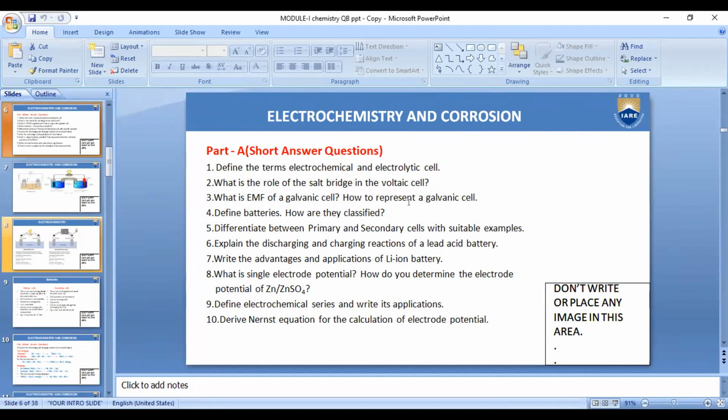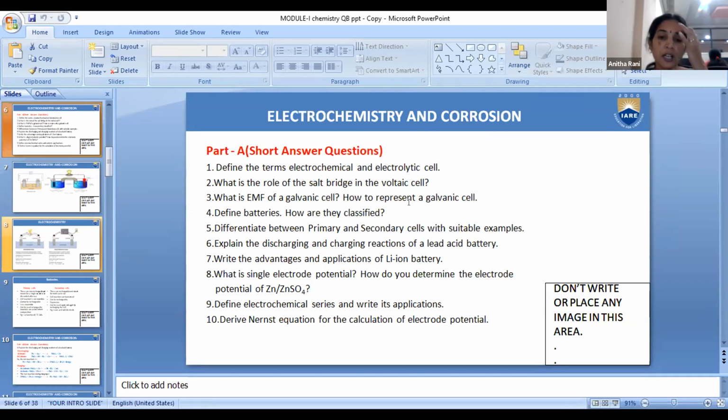Then for the cathode, on the right side, you write the electrolyte first, copper sulfate, and then the copper electrode. So these two are connected with the salt bridge, indicated by a double line, a double vertical line.